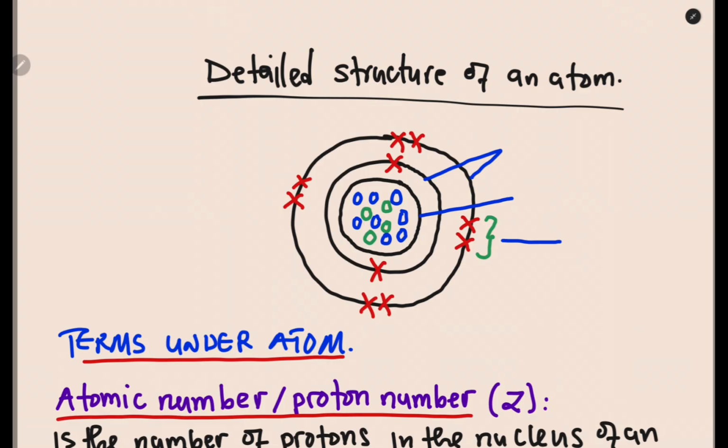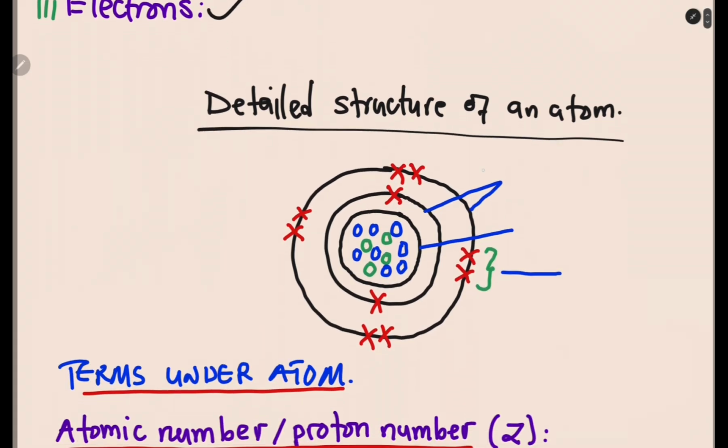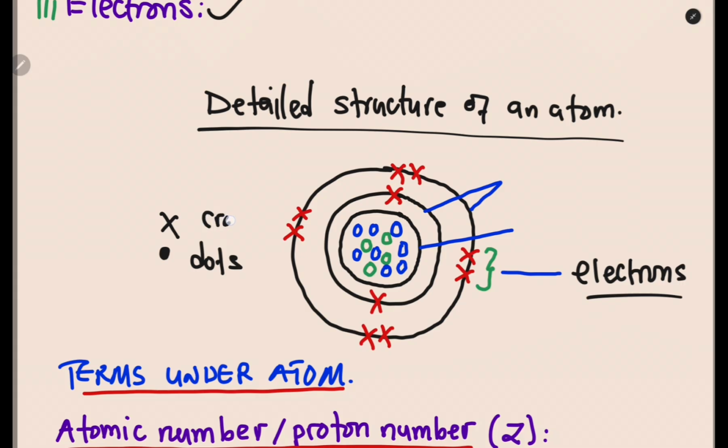Since there are three subatomic particles, this whole structure is an atom. Now, how are they positioned in this atom? The X marks that you are able to see are called electrons. It's very important. But let me also mention that electrons can be represented using dots. So dots and crosses can be used to represent an electron.